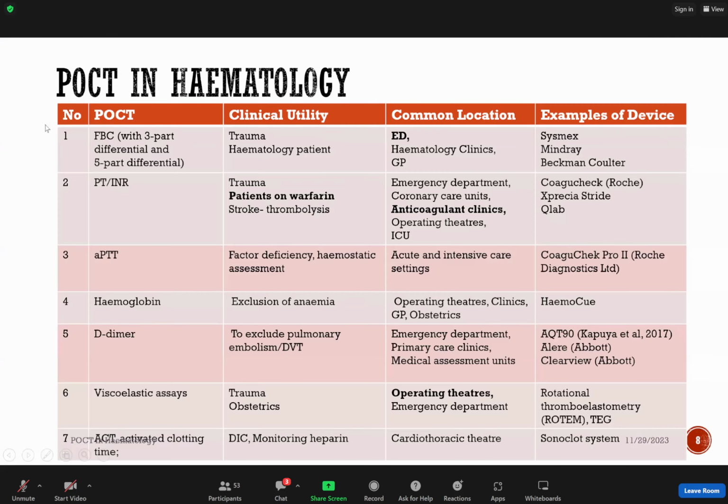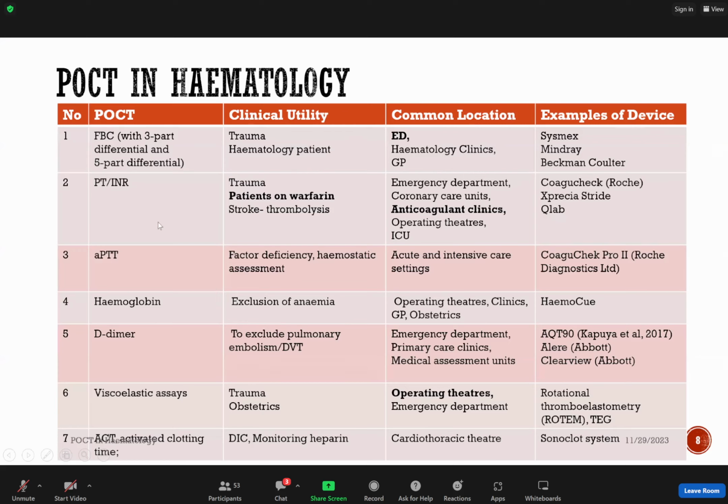Okay, this is a list of POCT in hematology listed in the journal. There are 7 listed here. Number 1, full blood count, which can be 3-part or 5-part. The clinical utility is for trauma or hematology patients. Common locations are ED, hematology clinic or GP. These are the examples of devices.